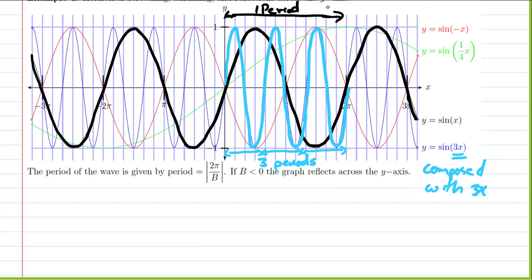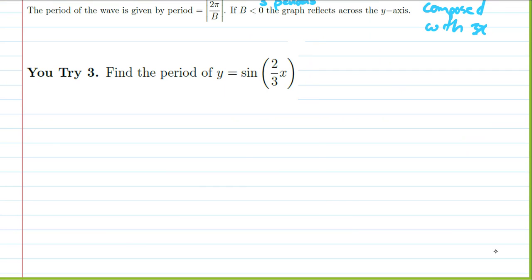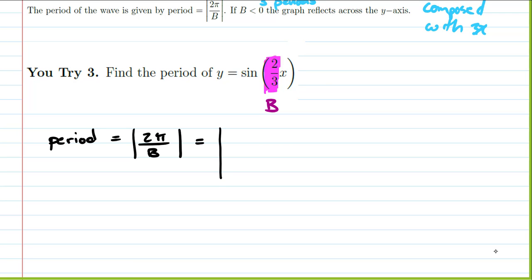All right, so our period is given by the formula 2 pi divided by b. And in our case, our b is going to be 2/3. So we're going to get the absolute value of 2 pi divided by 2/3.